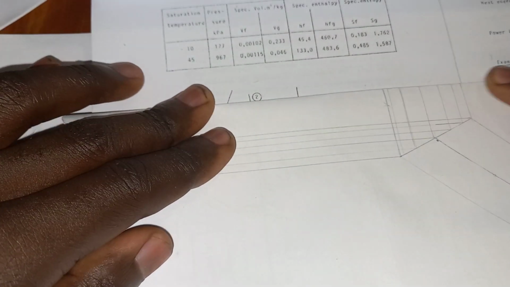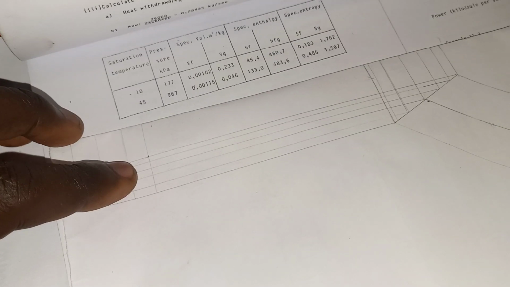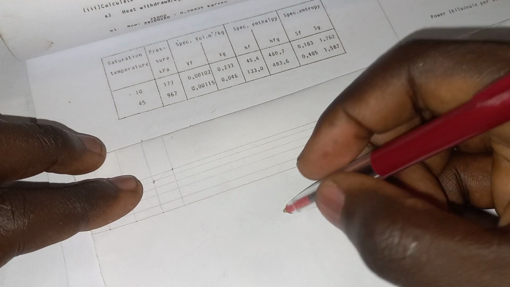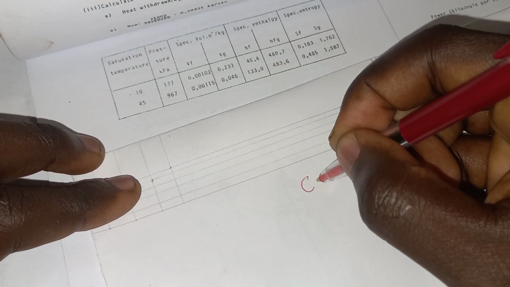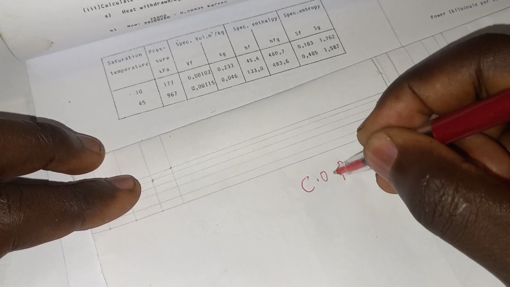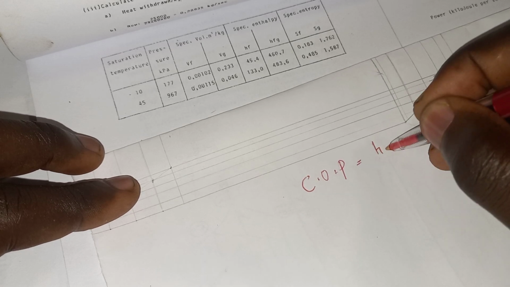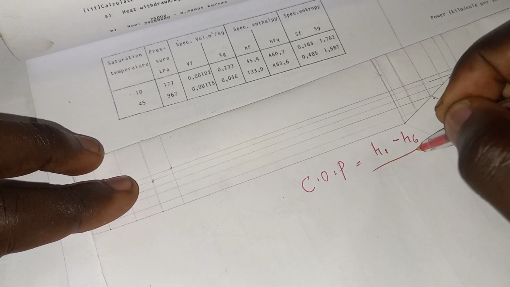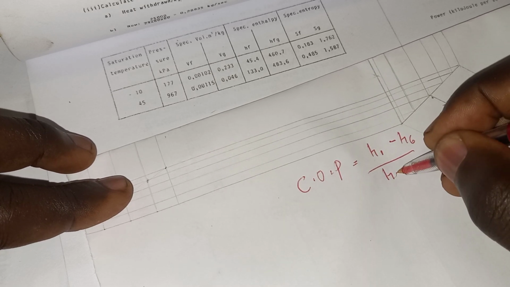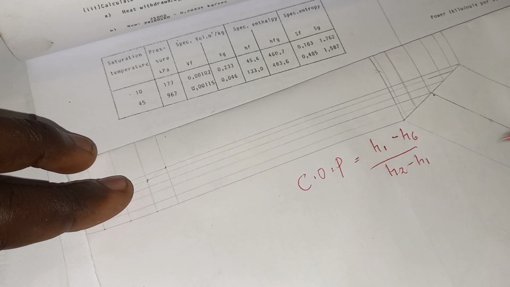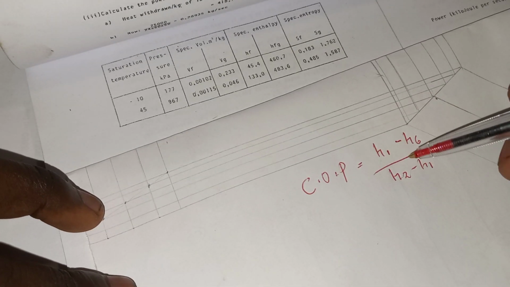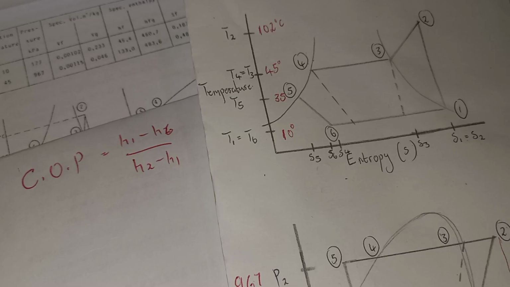Okay, so now to calculate the following, we need to calculate the coefficient of performance. The coefficient of performance will be (H1 minus H6) over (H2 minus H1). So now we need to find the values of H1 and H2.